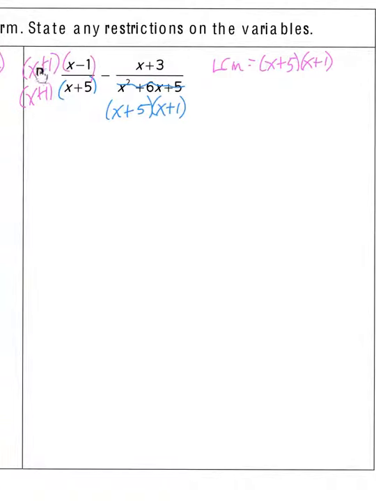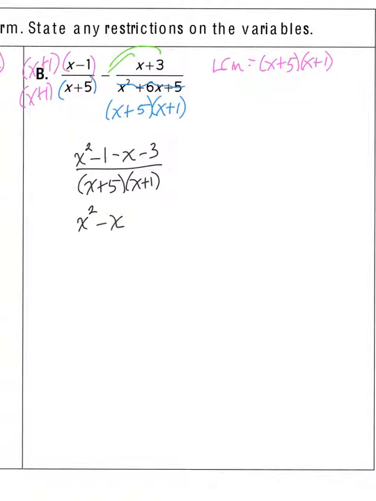All right, so if I multiply this through and collect like terms, I end up with x squared minus 1. And then I am going to distribute this negative all the way through. And I end up with a minus x and a minus 3, all over the LCM of x plus 5, x plus 1. Combine your like terms in the numerator, so x squared, and putting it in descending order, minus x minus 4, all divided by x plus 5, x plus 1.